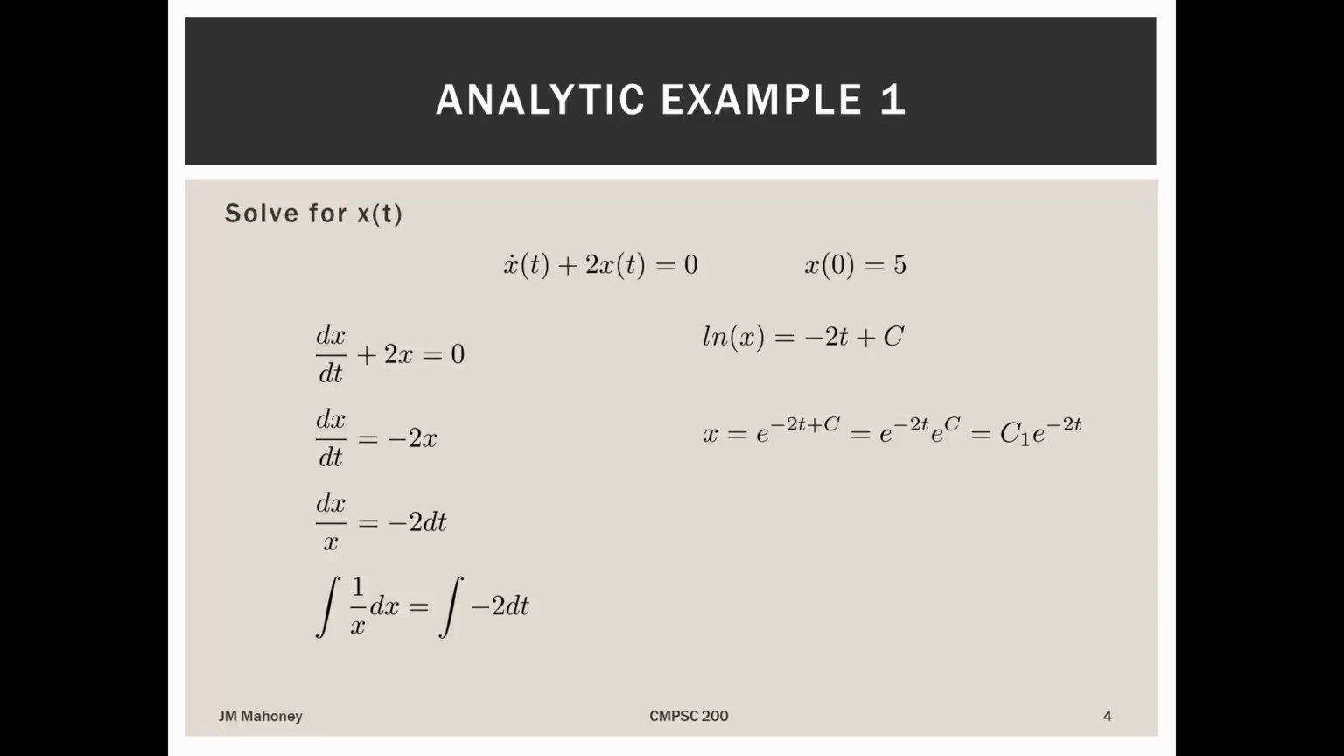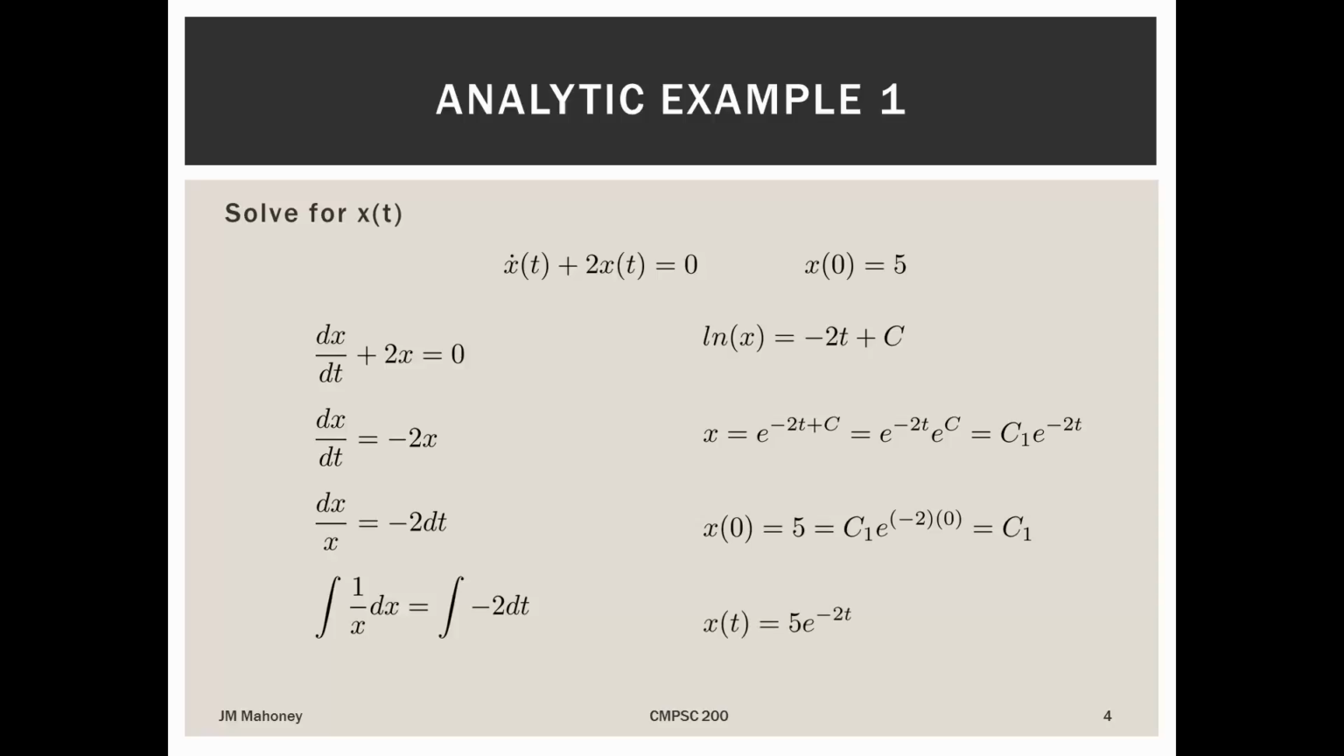So again, my goal is I want x in terms of t. But right now, what I don't know is what is the value of my constant value c1. And this is where I can use my initial condition that x of 0 is equal to 5. So since I have an expression for x now, I can plug in the value 0 for t, and I know that the value of x at that time should be equal to 5. So rewriting this, I know 5 is equal to c1 times e to the negative 2 times 0, which is just 0. e to the 0 is just 1. So solving this, I know that c1 must be equal to 5.